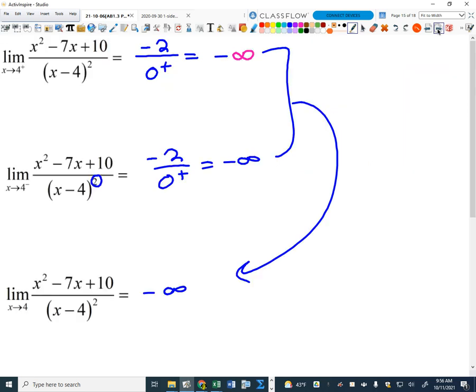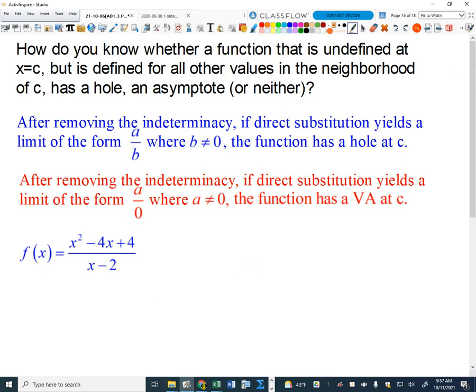Okay, but that doesn't always happen, right? So if you can remove the indeterminacy and get an answer, then that was a removable discontinuity, and you just plug the hole. But after removing the indeterminacy, if the direct substitution gives us a number divided by 0, well, then it turns out that it wasn't a hole. It was actually a vertical asymptote. Okay, let's look at an example like that.